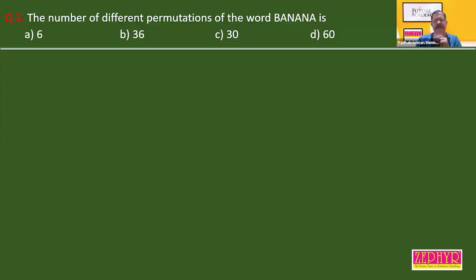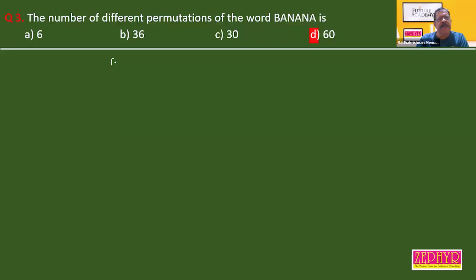Banana എന്നുള്ള word, how many ways we can rearrange and write different words? വളരെ എളുപ്പമാണ്. എല്ലാവരും ഒന്ന് ട്രൈ ചെയ്യൂ, ഉഷാറാവും. Sir, 120. It is 60. I'll tell you, it's not difficult.